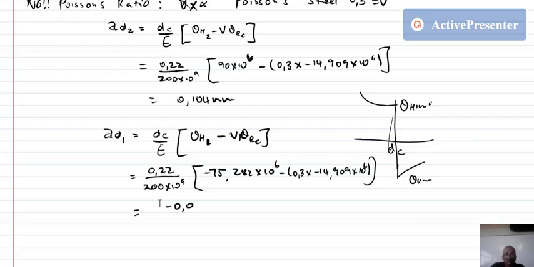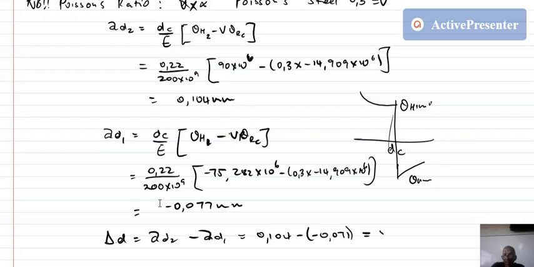Then it will give you minus 0.077 millimeters. So shrinkage will be the change in diameter 2 minus the change in diameter 1, which is 0.104 minus minus 0.077. That will give us 0.181 millimeters. Thank you.